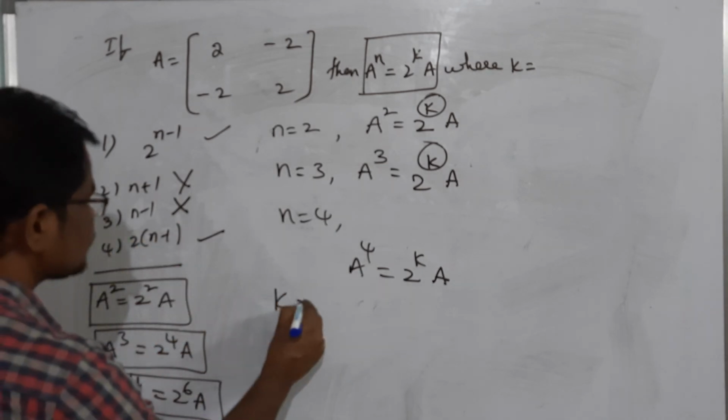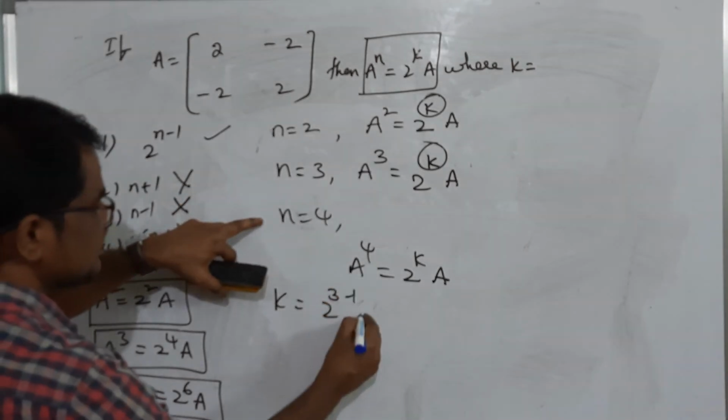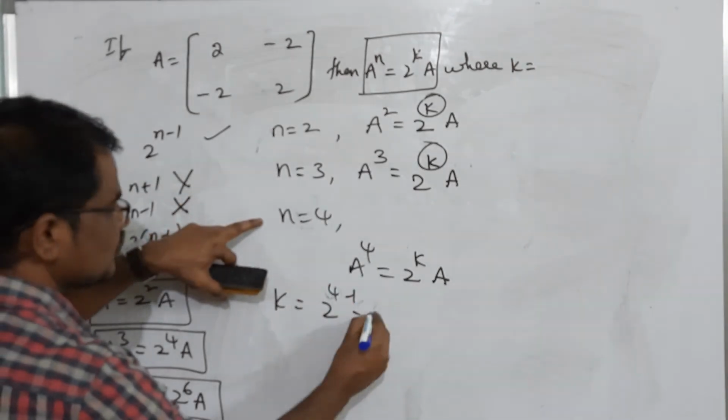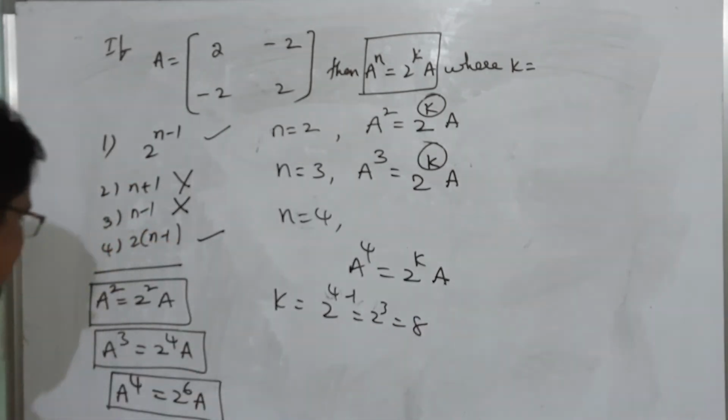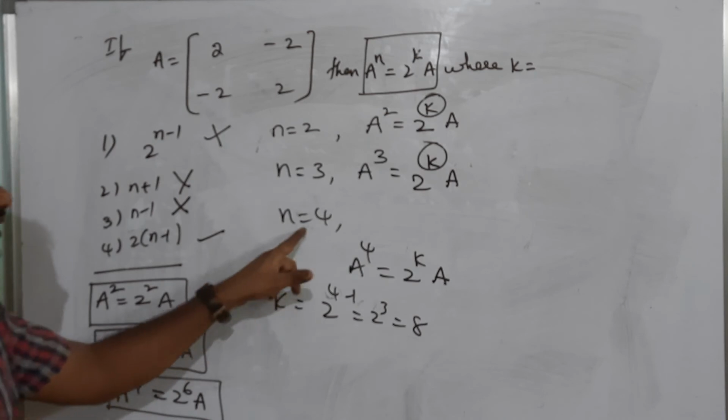Now suppose if you take 2 to the power of n equal to 4 means 4 minus 1, that is equal to 2 power 3, that is equal to 8. But here what is there? 2 power 6 is there. So first option fails for n equal to 4.